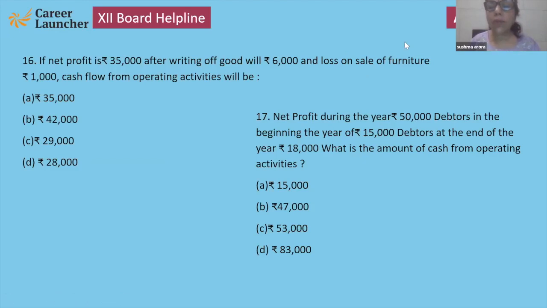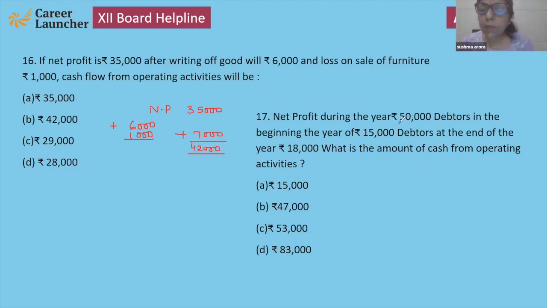Yes, here I am going to show you how we can come to know the answer. Net profit is given. This is net profit before tax, so we should add extraordinary items or adjustments. Here two adjustments are there, 6,000 and 1,000. We should add these. So your answer will be 42,000.